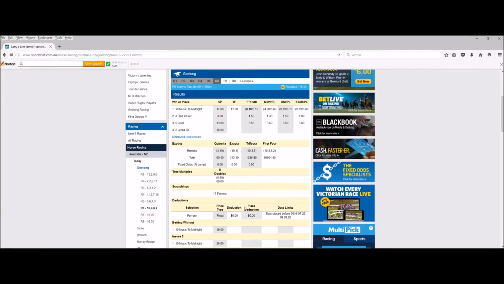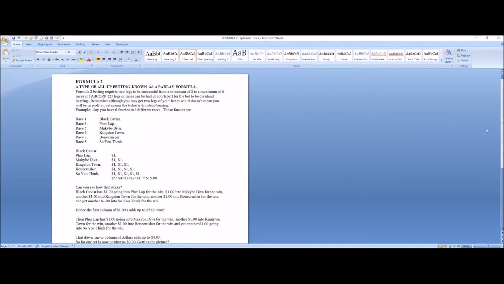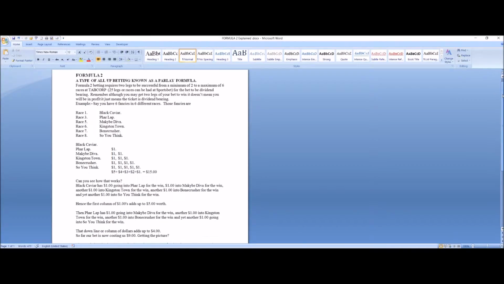What I mainly bet on is parlay Formula 2s. And I've got this Word document here that explains a parlay Formula 2. It's a type of bet where you only need 2 legs to be successful to get a payment or get some form of dividend back or some amount of your money back. Now Tabcorp has 6 races that you can do it in, just 6 legs. On Sportsbet you can have a 25 leg one and just keep putting them in. So this is explaining what it would cost to have a 6 leg one for $1 on the win, and it'd cost you $15.